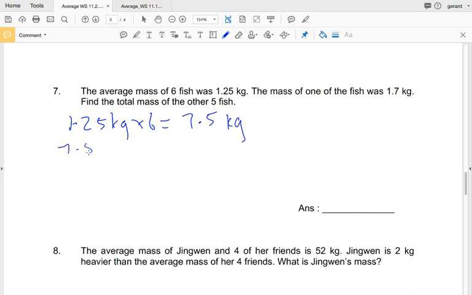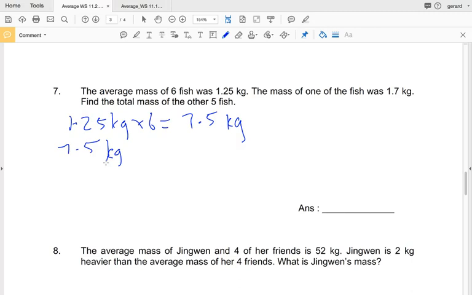Now, when you do this chapter, and all other chapters too, but especially this chapter, you need to make sure you read the last line, the question itself, properly. What are you finding? Are you finding the total mass? Are you finding the average? And of what? Of 5 fish? Of 6 fish? You have to read very carefully to understand this part.